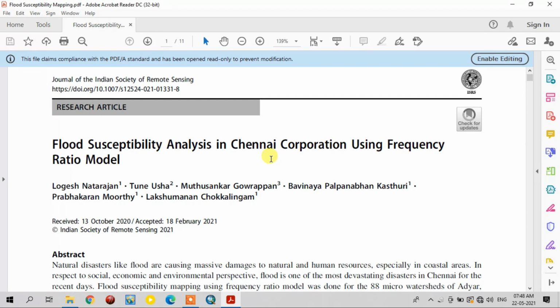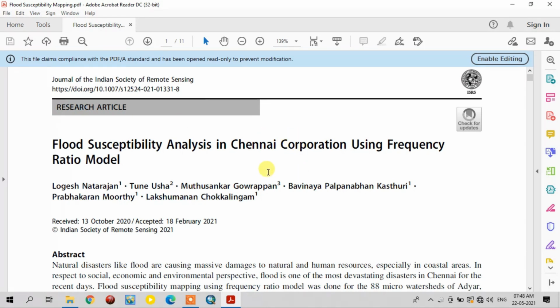Okay, today in this video we are going to see one of my recent publications, flood susceptibility analysis in Chennai Corporation using frequency ratio model. This is my recent publication. It was published in February 2021 in the Journal of the Indian Society of Remote Sensing.